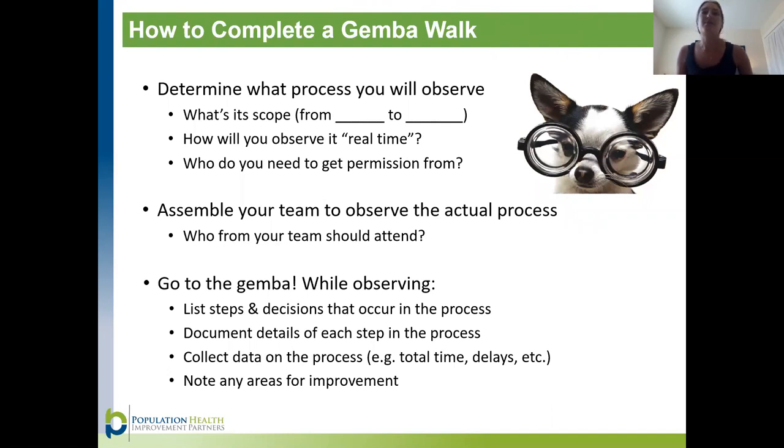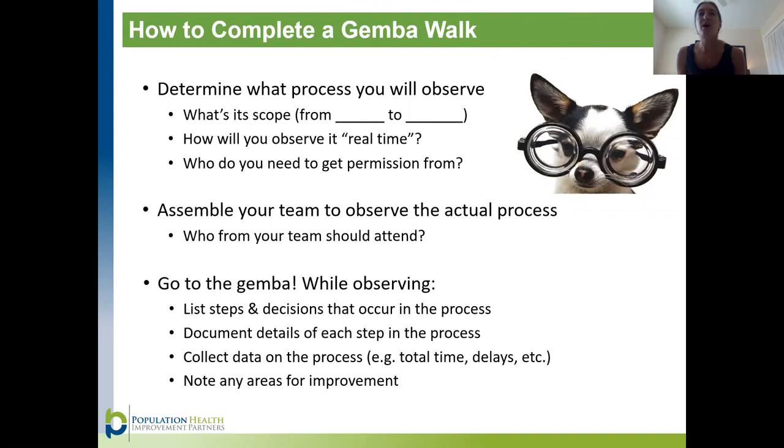And then, of course, you need to think through who you need to get permission from. I think this really goes back to the respect for people that you all were mentioning in the chat box. We need to make sure we let people know what we're doing and why we're doing it, and we need to make sure they're okay with us actually being there to observe. And we need to make sure that they're able to help us figure out the logistic piece as well, of course.